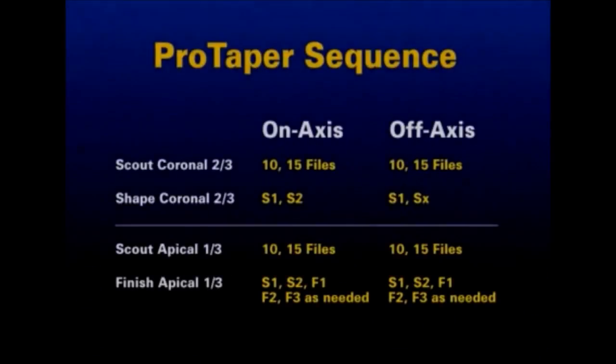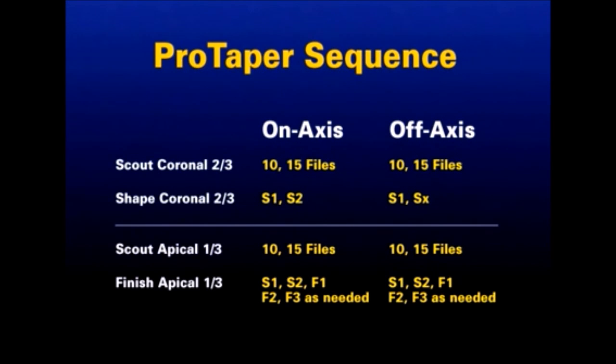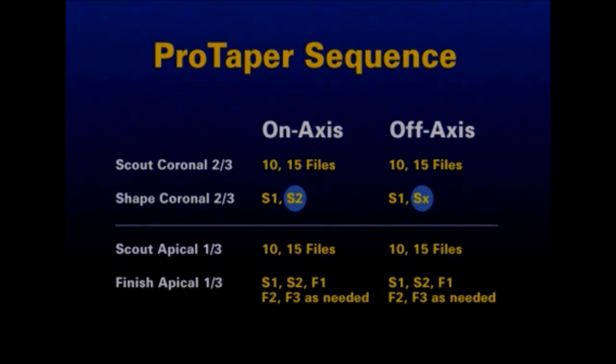Now that we have completed the canal preparation, let's quickly review the ProTaper sequence. In the clinical op, the sequence of instruments used in both the MB1 and MB2 was exactly the same, except when we shaped the coronal 2/3. In the MB1, when the handles of the 10 and 15 files were on axis, we used Shaper 1, then Shaper 2. In the MB2, when the handles of the 10 and 15 files were off axis, we used Shaper 1, then Shaper X. Appreciate that Shaper X may be used in the on-axis sequence to provide more shape as desired.